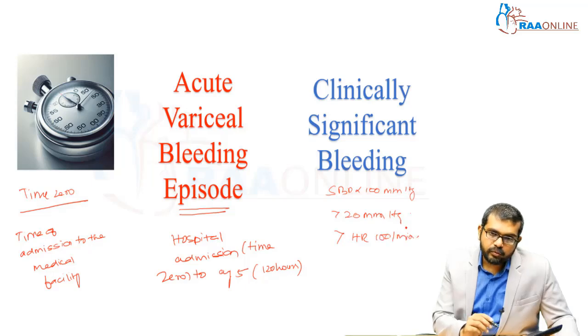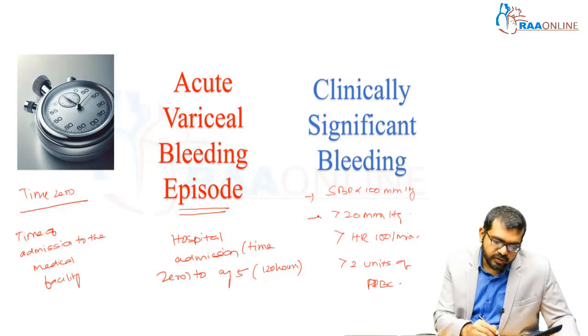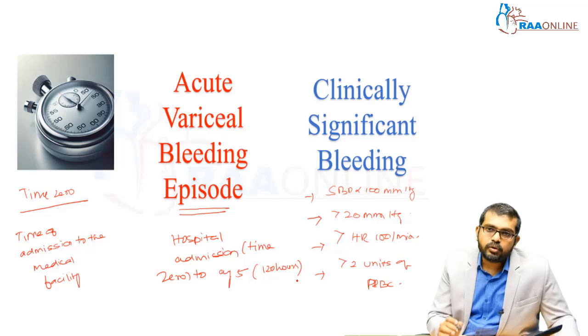What else can you have? There could be a requirement of multiple units of RBC transfusion, more than 2 units of PRBC transfusion. So if there is any of these requirements, then probably it indicates something called clinically significant bleeding.